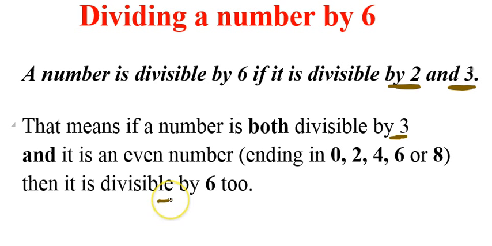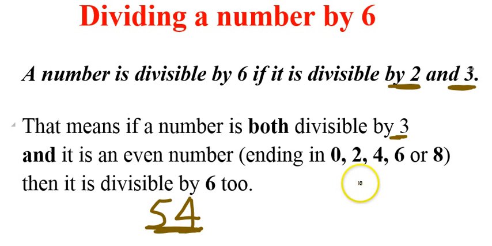For example, if I write 54, can we say that 6 can divide 54 without a remainder? Well, how do we test it? We first check whether it is an even number. Because it ends with 4 and 4 is an even number, 2 can divide the whole of it, no remainder.